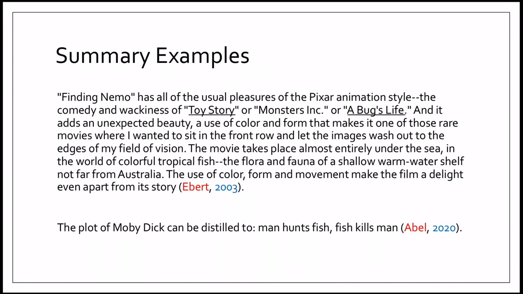This other example that I have down at the bottom is the same thing. This is me giving a summary of the entire book Moby Dick. How many pages is that? I don't know, but the plot of Moby Dick can be distilled into: man hunts fish, fish kills man. You can see that we can shorten an entire book into one very short sentence.